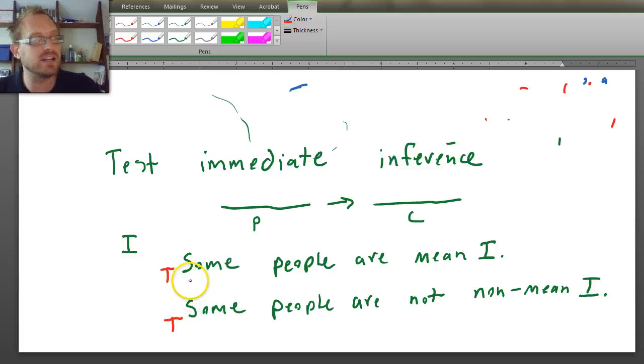Whereas, for instance, if I tried to convert an O statement, right? If I had an O statement and converted it, and I tested the immediate inference, I would say that no, that's not logically equivalent. And in fact, that actually commits the illicit conversion fallacy.